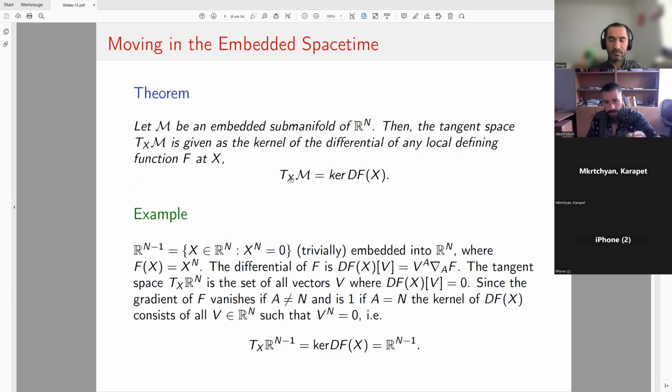Note that in Rn, all tangent spaces are basically the same, right? It doesn't matter, it's point independent, but in curved spacetimes, or non-flat manifolds, this is not the case.